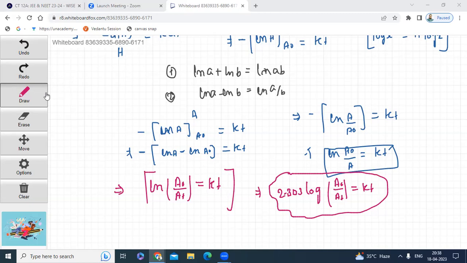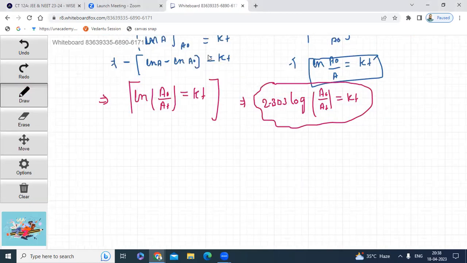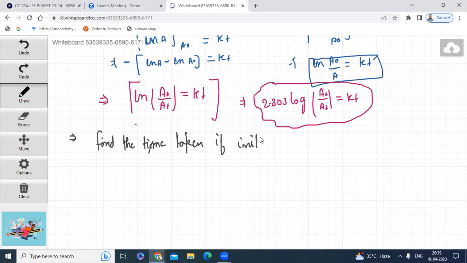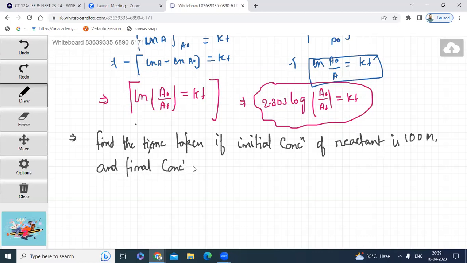Okay, no doubt. I think there is no doubt to apply the same. First question I am giving you: find the time taken if the initial concentration of reactant is 100 M and the final concentration is 50 M and K value is equal to 5 minute inverse.